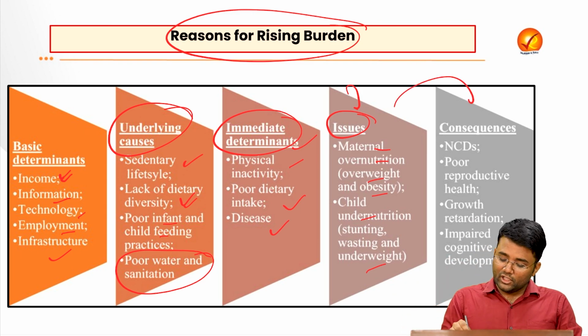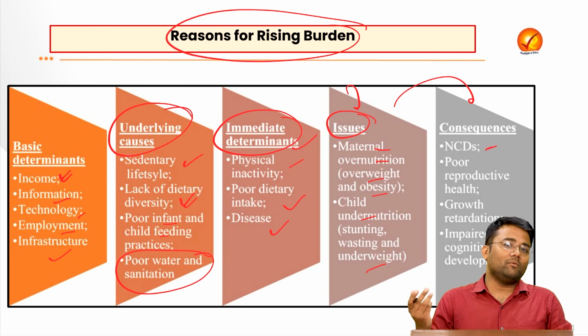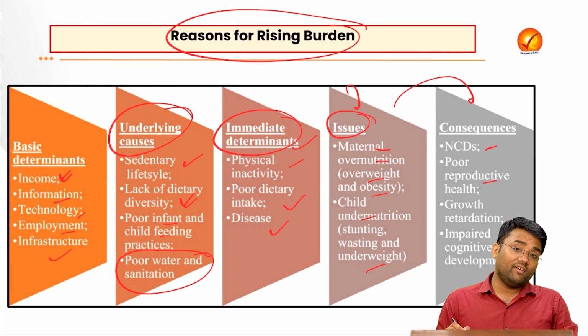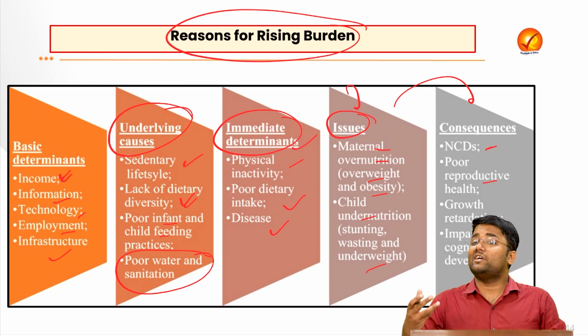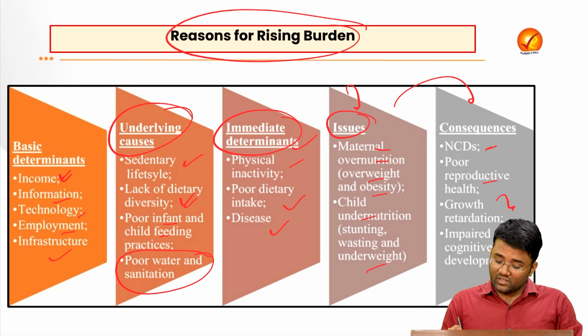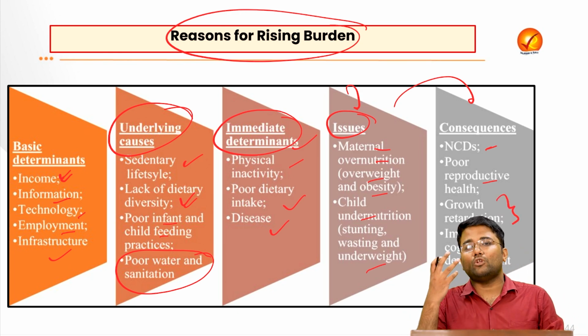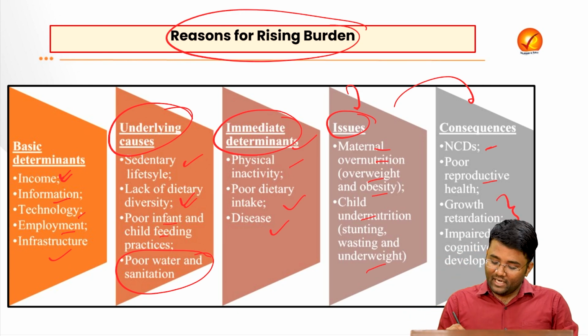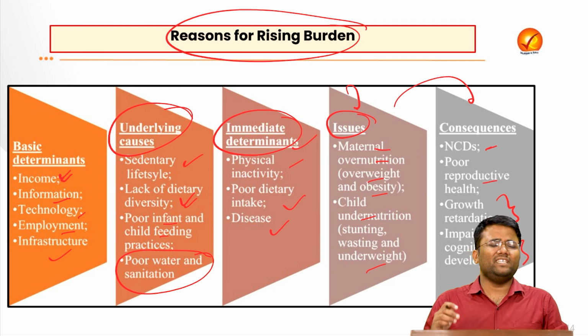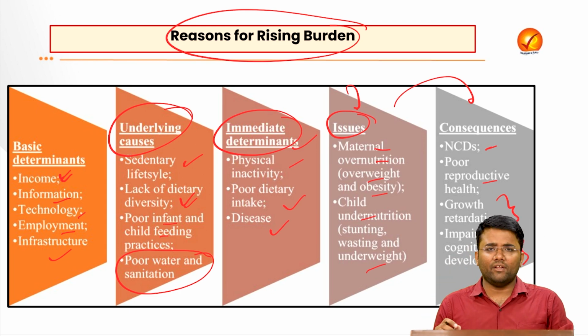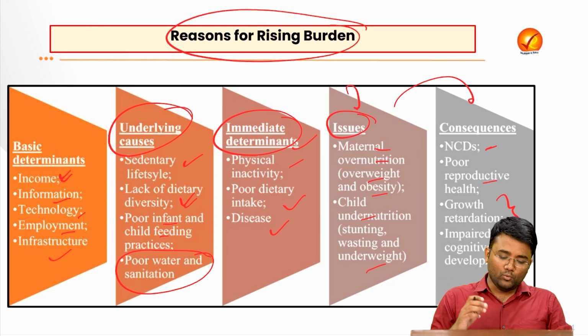And the consequences of all these are non-communicable diseases, poor reproductive health, and issues related to infertility, etc., that are coming, growth retardation, whether it is mental growth or physical growth, and impaired cognitive development, that is, the aptitude of the people is not developing properly because of this poor intake.